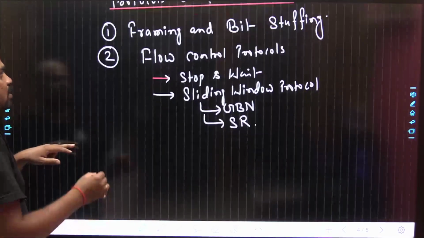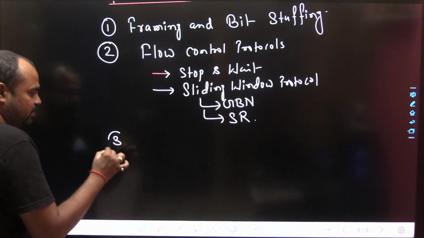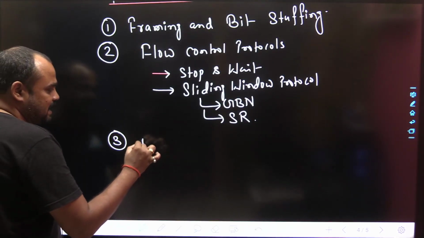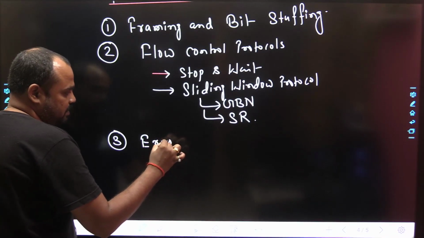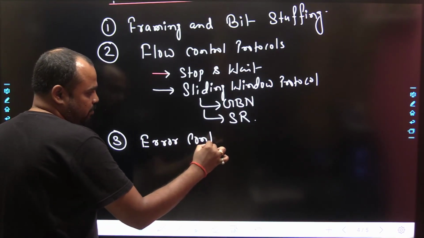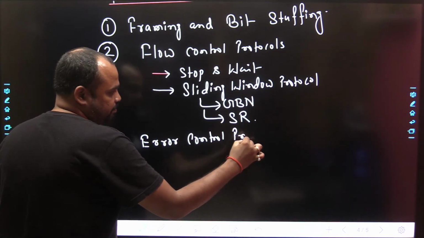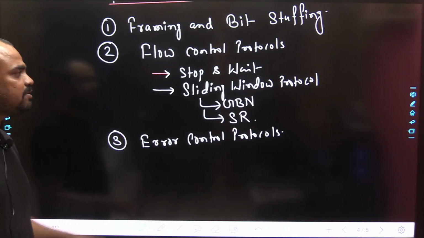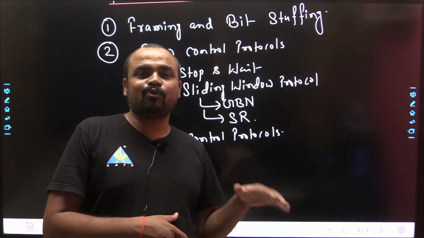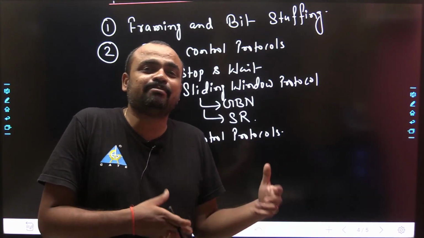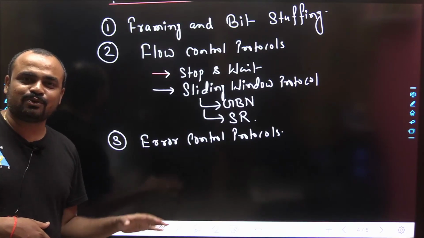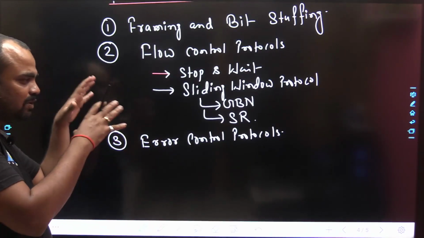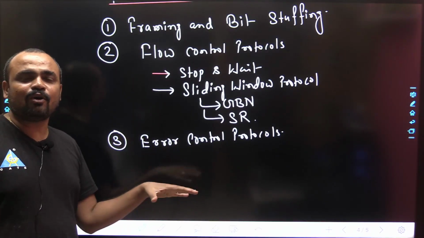And the third topic which we have to cover inside the data link layer is error control protocol. Means we will try to understand the exact meaning of all these protocols. So just don't worry. First of all, let me write the syllabus of the data link layer.